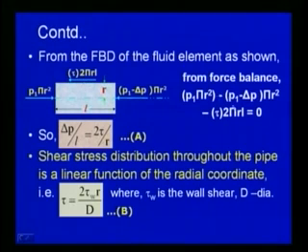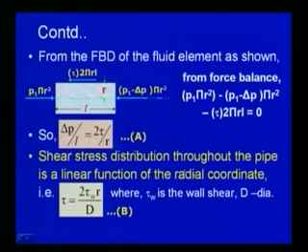So, the algebraic sum of the forces should be equal to 0, since the forces we consider here are the pressure force and the shear force. By this relationship we can see that the pressure difference delta P between these two sections is given by delta P by L is equal to 2 tau by r, where r is the radius of the fluid element and tau is the shear stress.